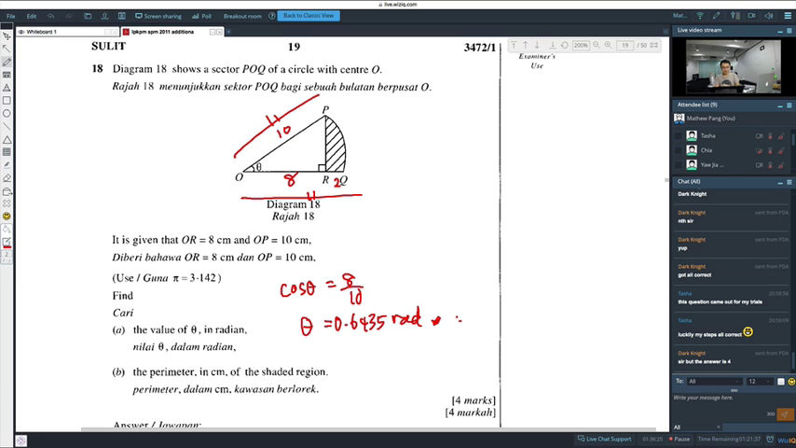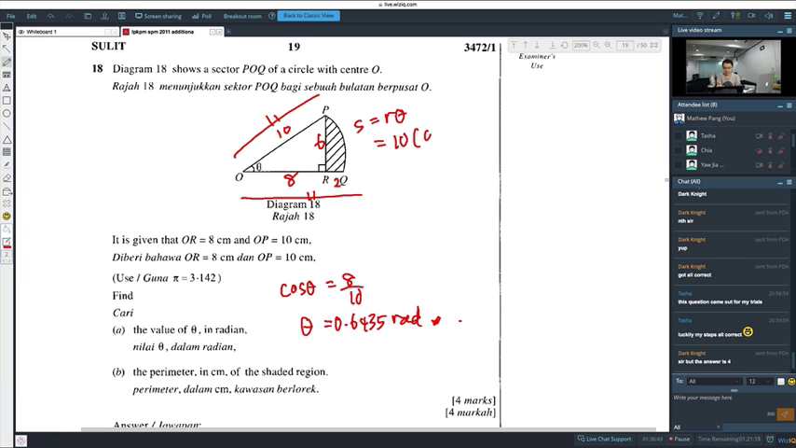Easy. And then part B, find the perimeter of the shaded region. We can easily get here, this is 6. Okay, Pythagoras. We know this is 2, we have to find this one. This one is the arc length. Arc length is s equals r theta. R we already got, which is 10.